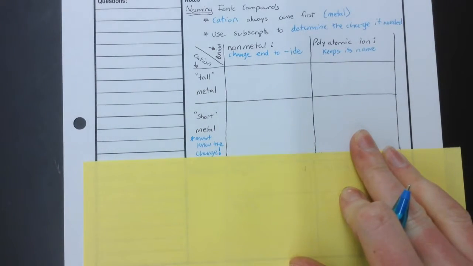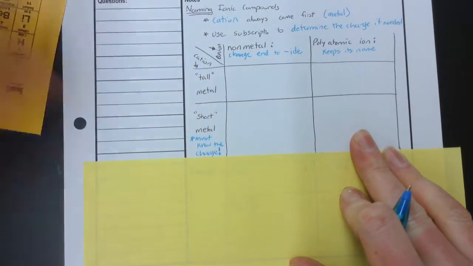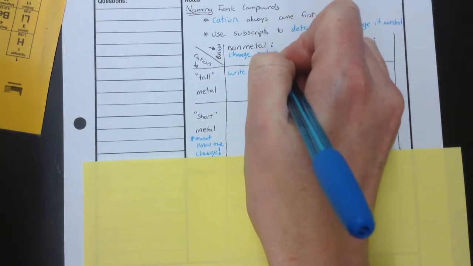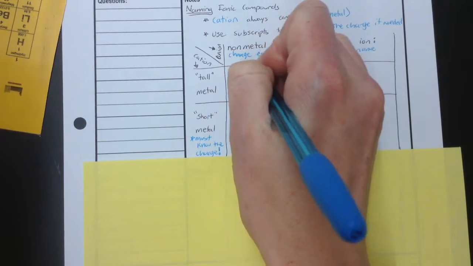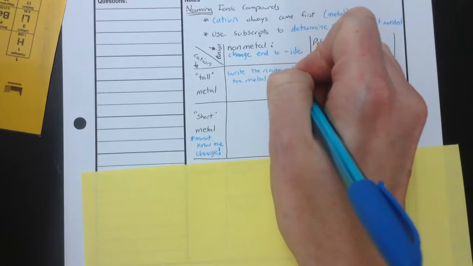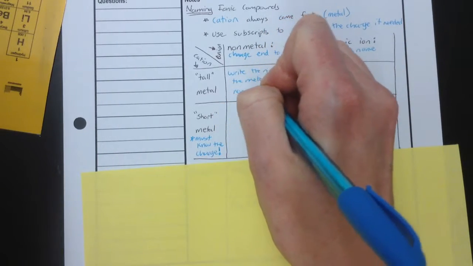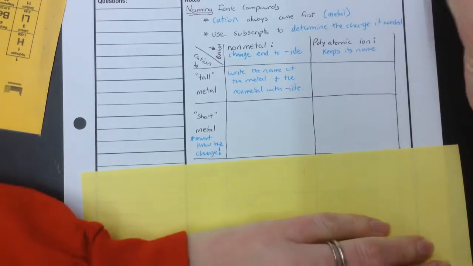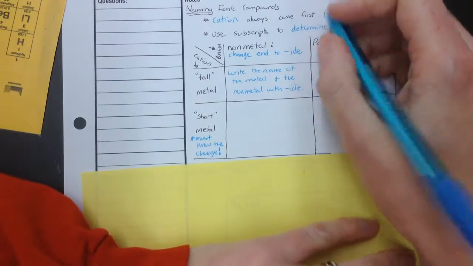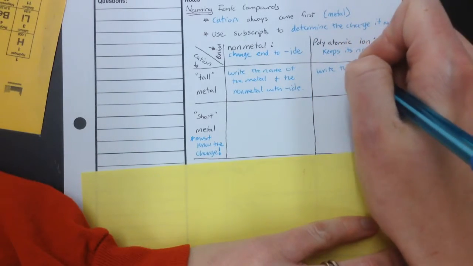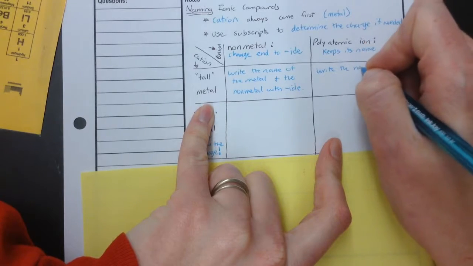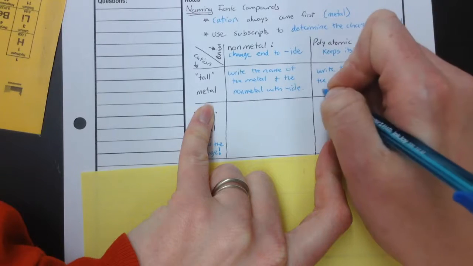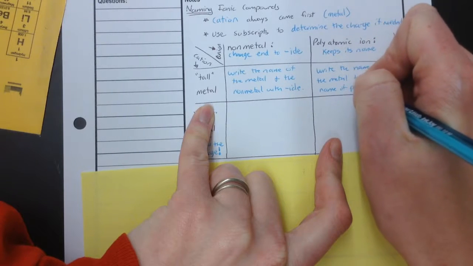Okay, so when you have one of the tall metals, that would be over here in this column, and a non-metal, it's pretty easy. You write the name of the metal and the non-metal with "ide" at the end. Boom, done. Those are the easy ones, okay? Polyatomic ions are easy also because if it's with a tall metal, you write the name of the metal and the name of the polyatomic ion.